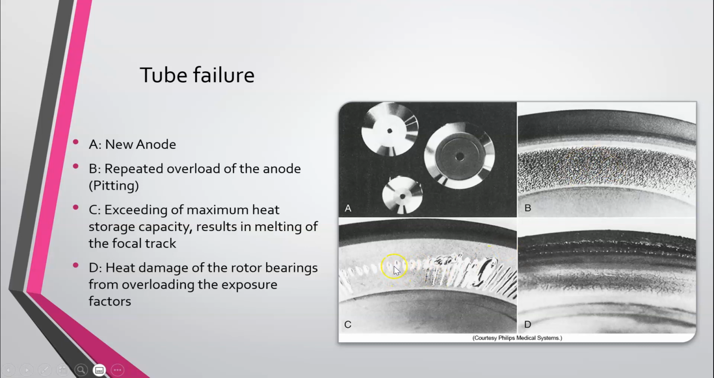So here, this is excessive, exceeding maximum heat storage capacity, resulting in melting. So you can see where it's melted. Now, I may even call this bearing failure. As you can see, it's like stuttering instead of being a continuous beam of electrons. And then we have D, which is heat damage of the rotor bearings from overloading. So there you go. Too hot.